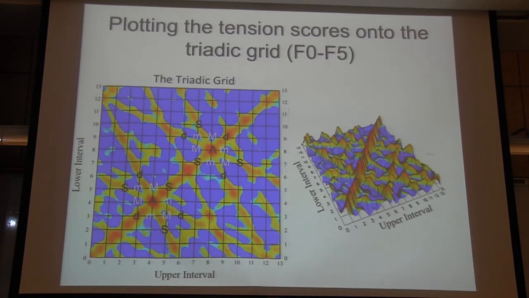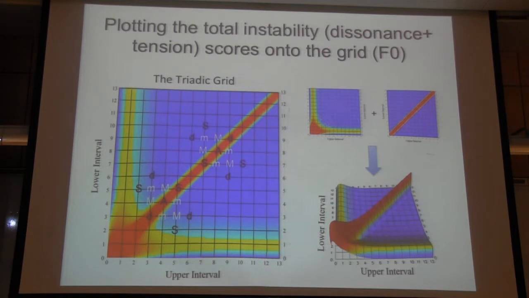So again, you can keep adding upper partials. The topology of the map gets more and more complex, but as you see on the right there, it's these peaks of orange and red is where you'll find all of the tension chords, augmented, diminished, and suspended chords. So this was our first attempt at psychophysical modeling.